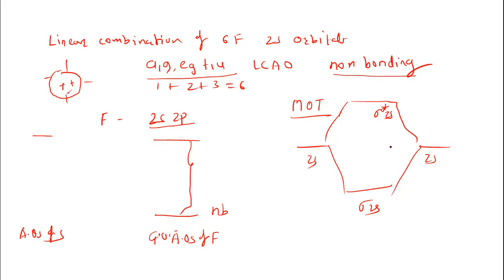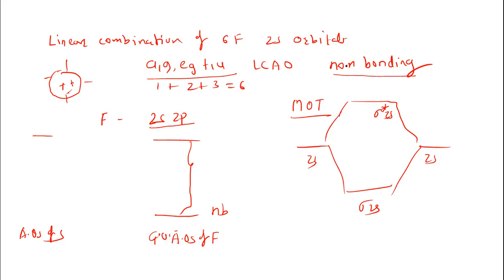They can easily combine, and there is a formation of bonding and anti-bonding molecular orbitals. But in this case, what happens? The 2s atomic orbital of the fluorine lies at a very low energy level. So it is not going to participate in the bonding here. It will remain as non-bonding.